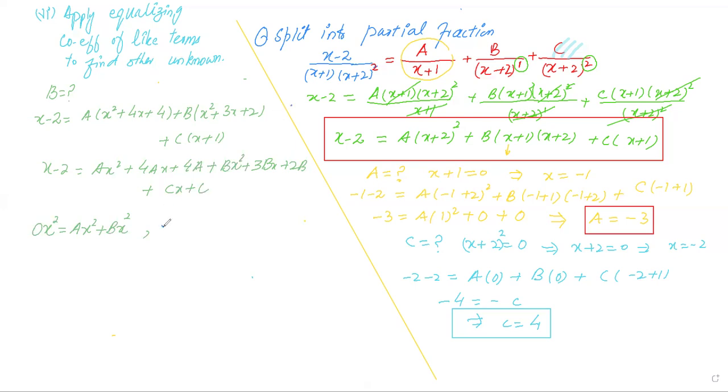On the left hand side, the term of x is only x. On the right hand side it is 4a plus 3b, 4ax plus 3b, and the last one is plus cx. And what are the constant terms over here? The constant term is minus 2 on the left hand side and 4a plus 2b plus c.